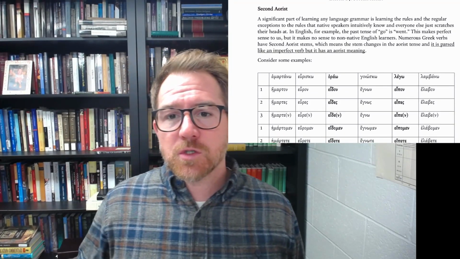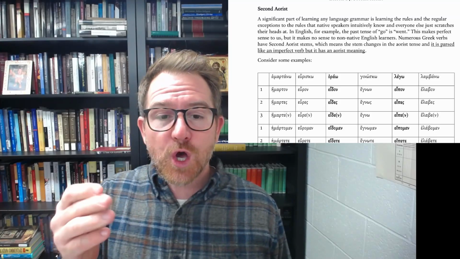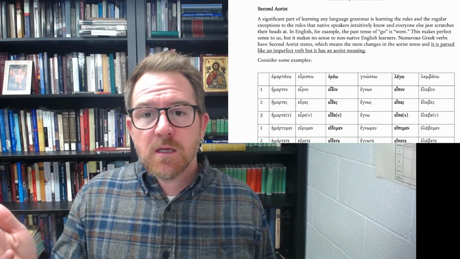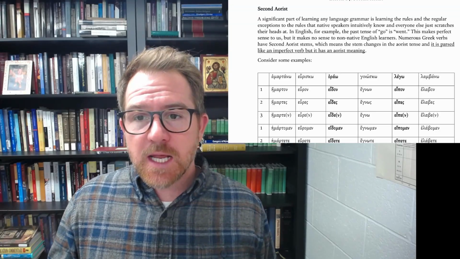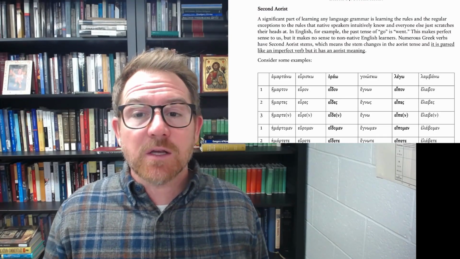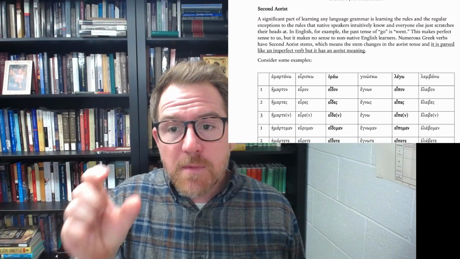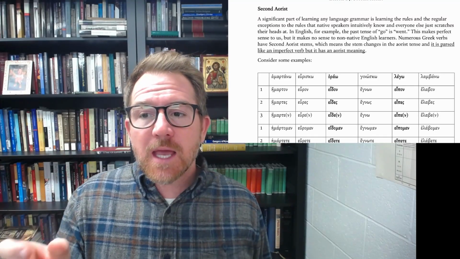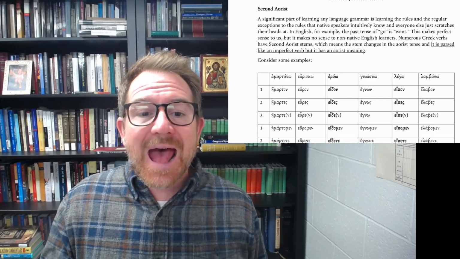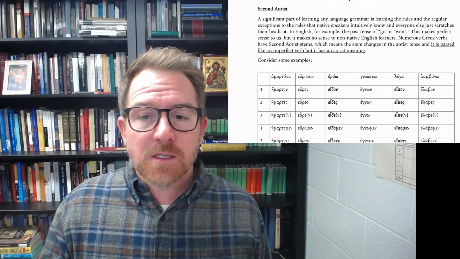This happens in English, where the past tense of go becomes went. This makes perfect sense to us. We don't even think about it, but it makes no sense to non-native English speakers. Numerous Greek verbs have what are called second aorist stems, which means that the stem of the verb changes in the aorist tense, and it's parsed like an imperfect verb, but it has an aorist meaning. So I want to say that again.